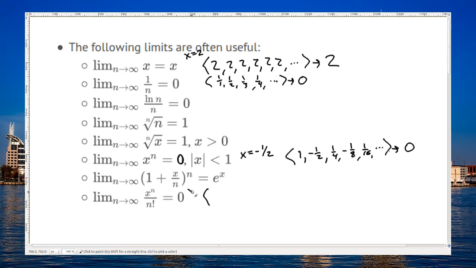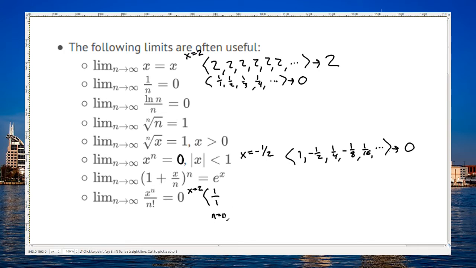Finally, this last one, we can see how that one works pretty easily. We'll just let x be equal to 2 in this case. And as we see, 2 to the 0 over 0 factorial is 1. 2 to the 1 over 1 factorial is 2. 2 squared over, oh, excuse me. Let's back up just a moment.